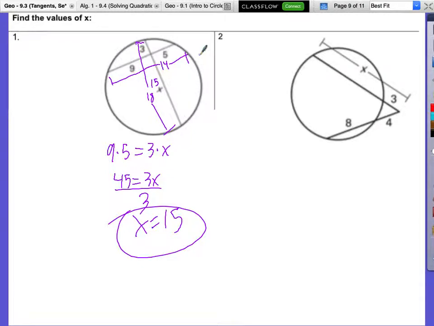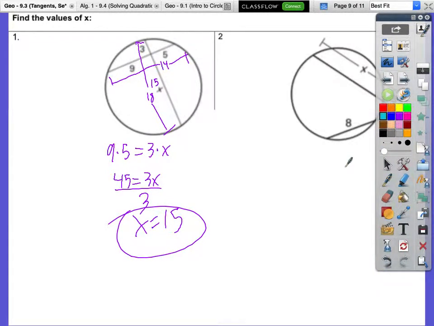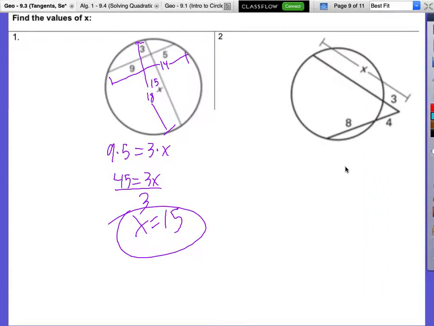Let's look at number 12. First of all, what do we have intersecting here? Do we have two chords anymore? No. We have two secants.